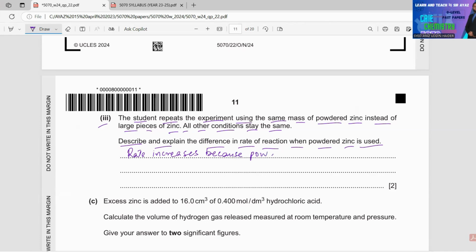Because powdered form have greater surface area, which means you have more collisions per unit time. You can even write collision frequency increases.